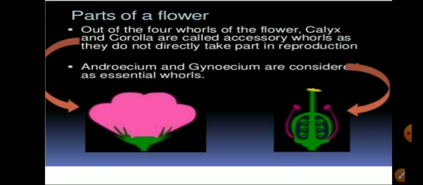Incomplete flower is one in which some of these parts are absent, and the complete flower is one in which all these whorls are present. Male flower, in which only male parts are present, is a staminate flower. In which only female parts are present, it is a pistillate flower. Examples are here.